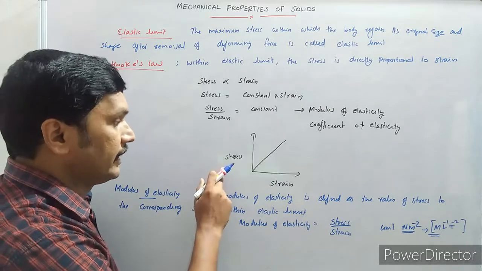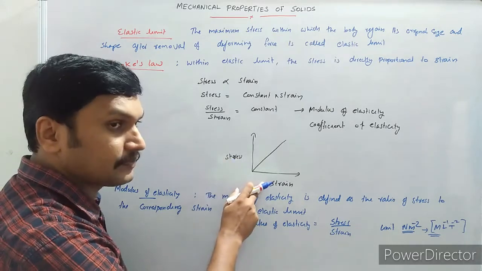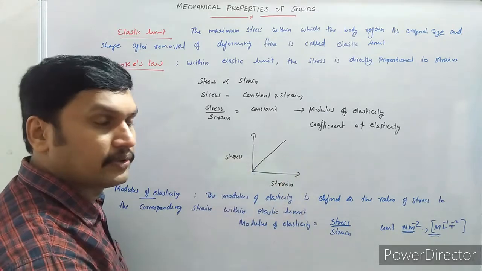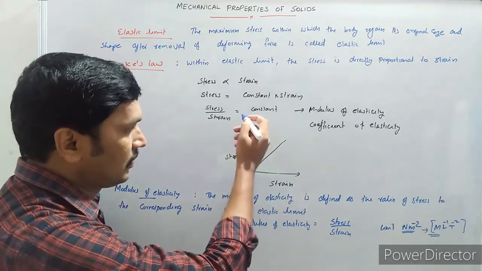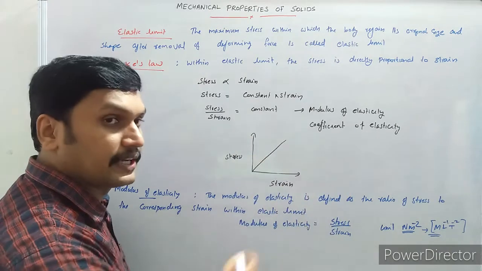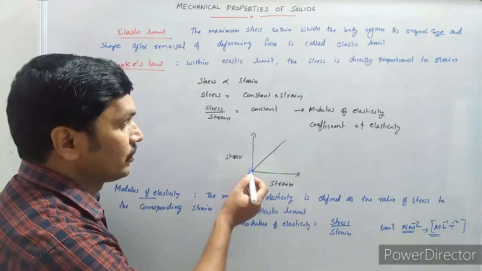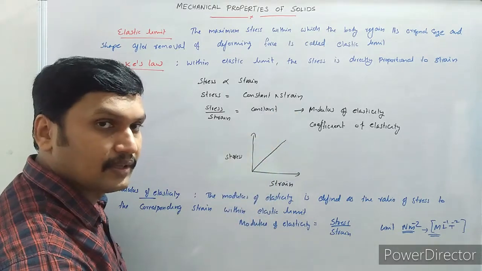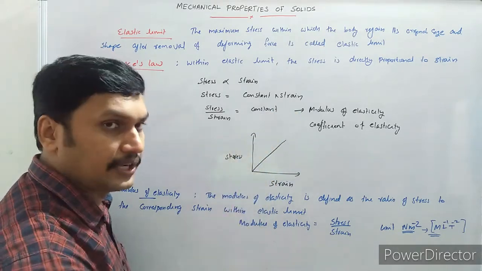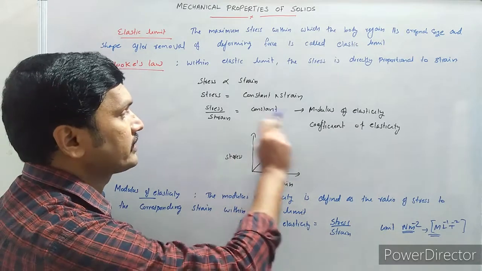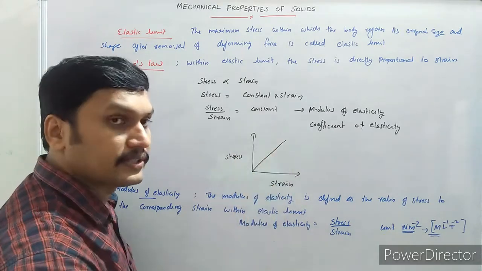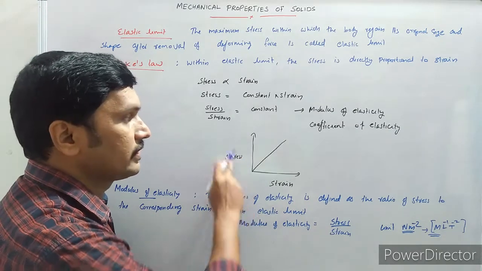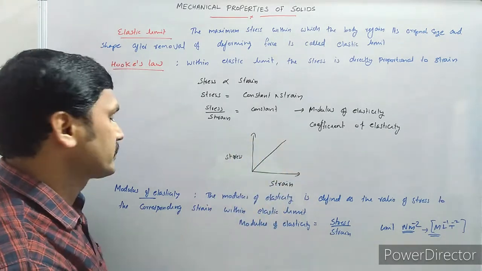If you plot a graph between stress and strain, you know that whenever the stress increases, the strain on the body also increases. Here the stress is taken on the y-axis, strain is taken on the x-axis. So it shows that when the stress increases, the strain also increases. The stress is directly proportional to strain. So the slope of this graph gives the modulus of elasticity, because the slope is equal to stress by strain.